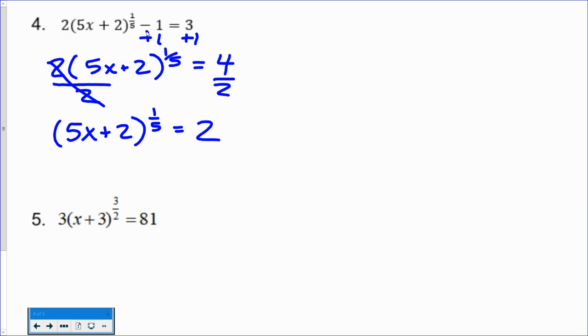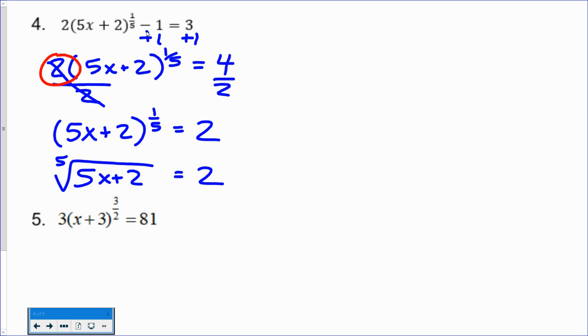At any time in this problem, we could have done it from the very beginning. If you'd rather write this as the fifth root of 5x plus 2 equals 2, you could have done that from the very beginning if that's helpful. I know I have some students who will try to distribute it right up here, and maybe you wouldn't have done that if you would have switched it from the beginning to that fifth root. So if that's helpful, go for it.